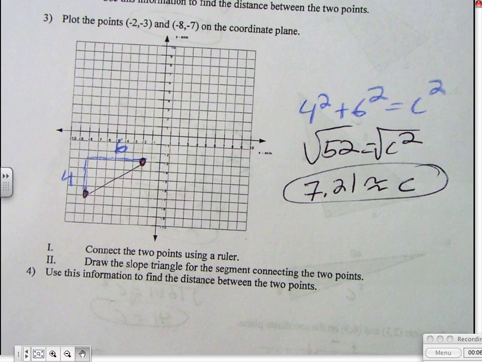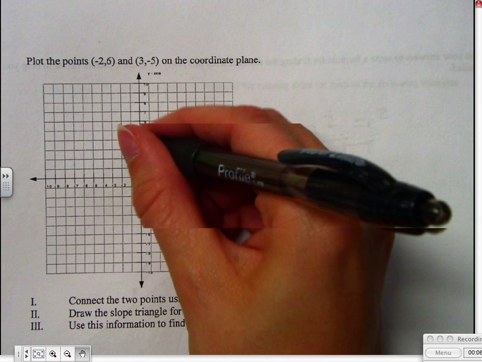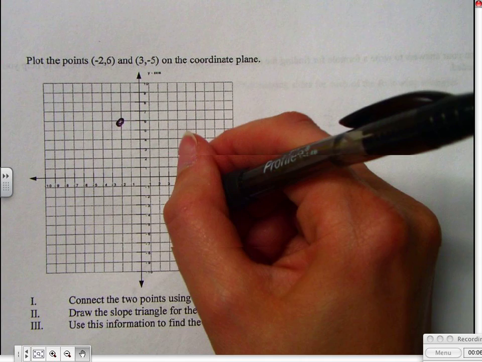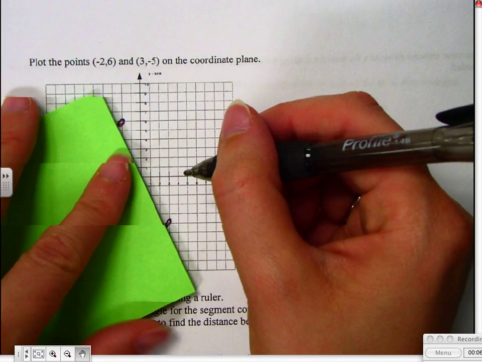All right, let's look at the next page. All right, we're going to plot the points -2, +6, +3, -5. We are going to connect them.